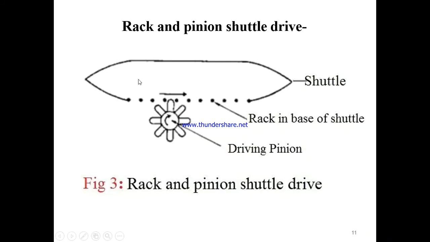So here the shuttles are driven by the rack and pinion mechanism, where the racks are actually at the base of the shuttle, and the pinion is a small gear which has a number of teeth and will rotate. When the pinion rotates, it will move the shuttle for the picking. So this type of rack and pinion mechanism is also available for the movement of the shuttle in circular weaving machines.